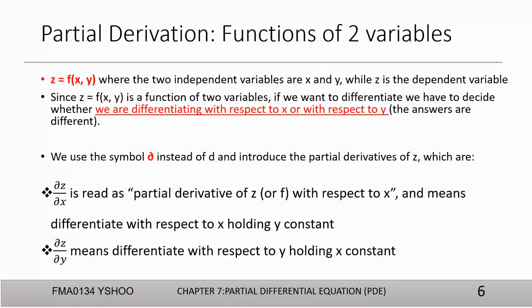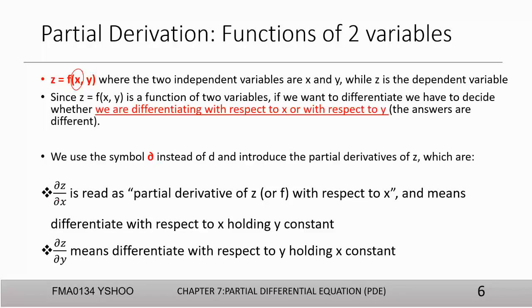z equals f(x, y), where we have two independent variables, x and y, while z is the dependent variable. Since z is a function of two variables, if we want to differentiate, we have to decide whether we are differentiating with respect to x or to y. We cannot do both together. If we differentiate with respect to x, we keep y as a constant. If we differentiate with respect to y, we keep x as a constant. We use the symbol del instead of d, so please don't use d, it's a del.